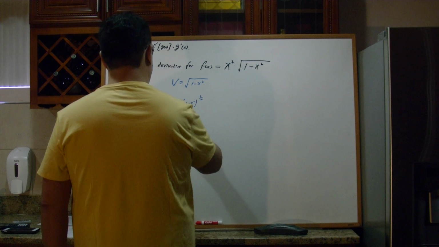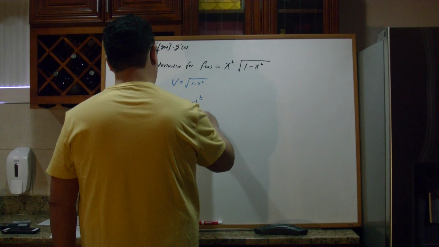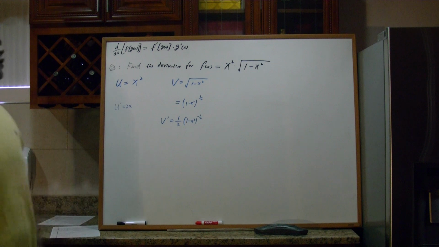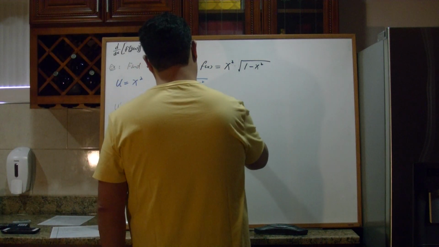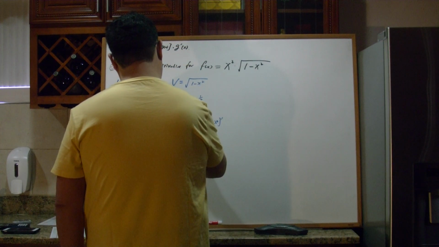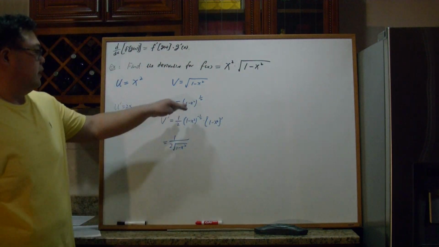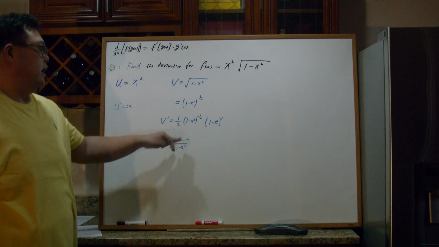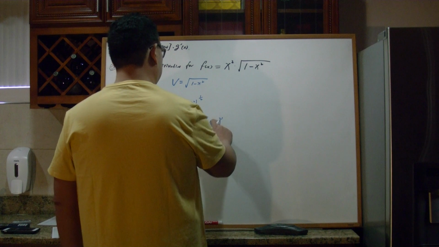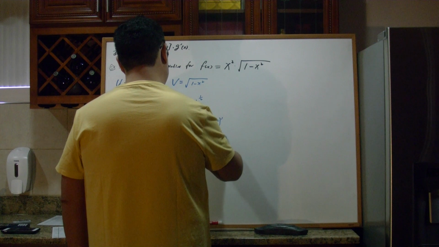v prime is 1/2 times 1 minus x squared to the negative 1/2, but we still need to multiply the derivative of the inside. That's 1 over 2 square root of 1 minus x squared. If I do it a little faster, the negative 1/2 power flips down to the denominator and becomes a square root, and we multiply by the derivative of 1 minus x squared, which is negative 2x.